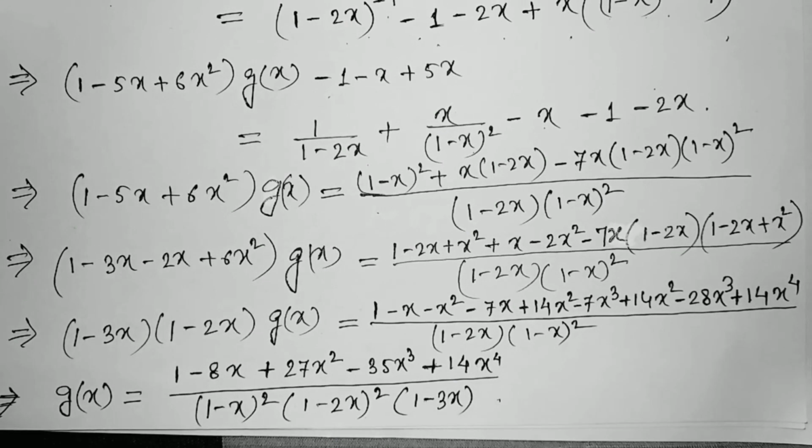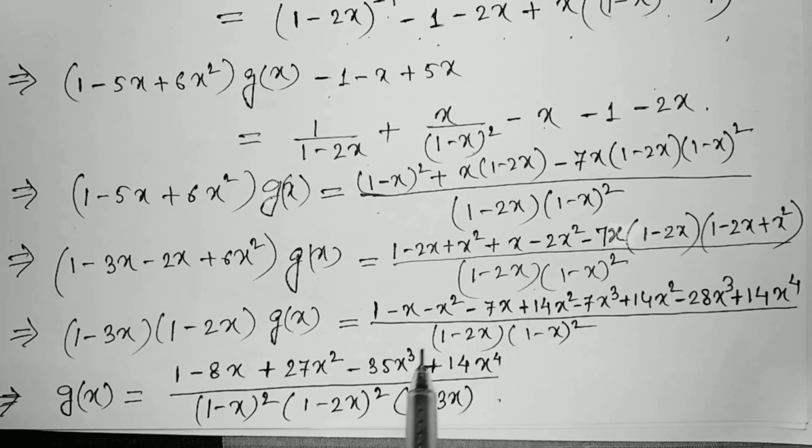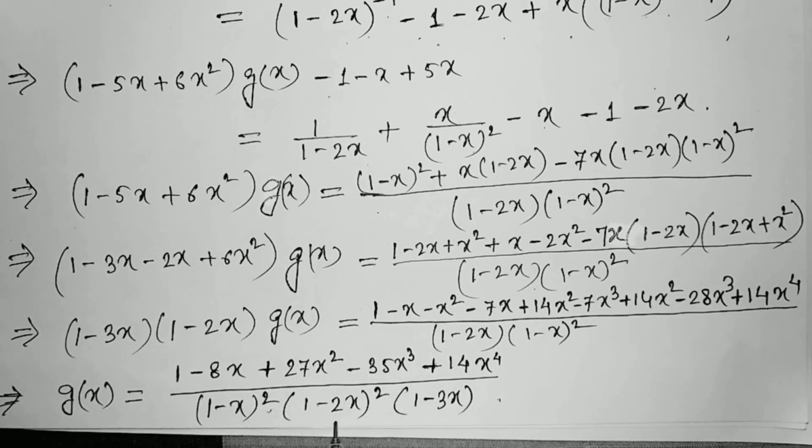Just have a look at how to solve. All the steps are done here. It is just a simplification. We take the factorization from here, then take it to this side and take the LCM for the entire thing and simplify. So finally we will get g(x) equals (1 minus 8x plus 27x squared minus 35x cubed plus 14x to the power 4) divided by (1 minus x) whole squared, (1 minus 2x) whole squared, (1 minus 3x).